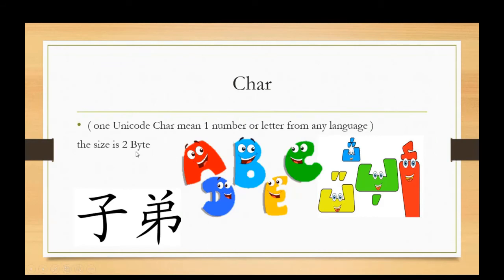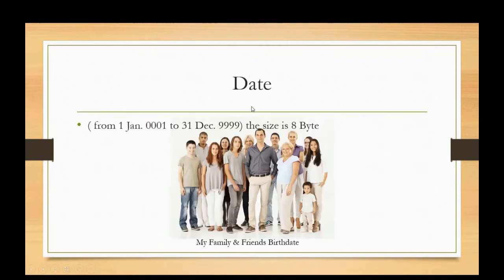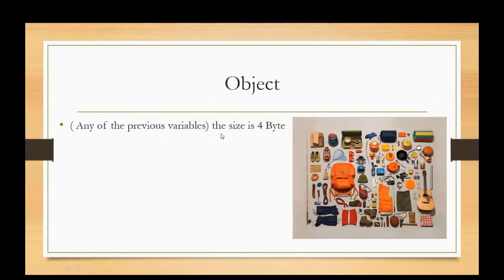Character, it is 2 bytes. It can contain alphabetic letters for any language, just 1 character and 1 number. Date, it contains dates from 1 January in year 1 to 31 December 9999. The size is 8 bytes. It can contain all your family and friends' birth dates. Objects, it is different. It can contain all previous variables, can replace all previous variables. Its size is 4 bytes.